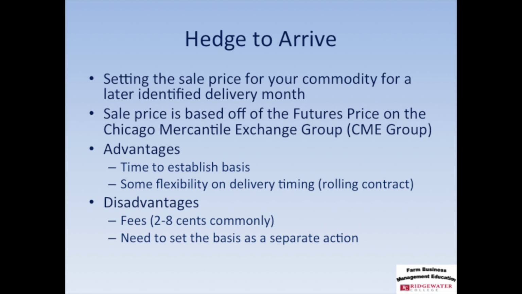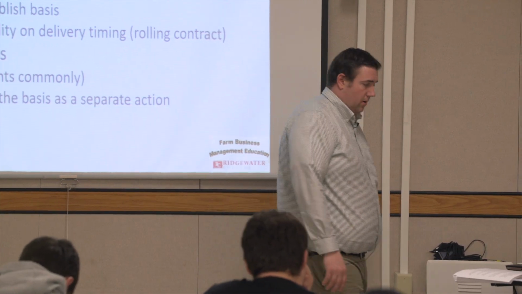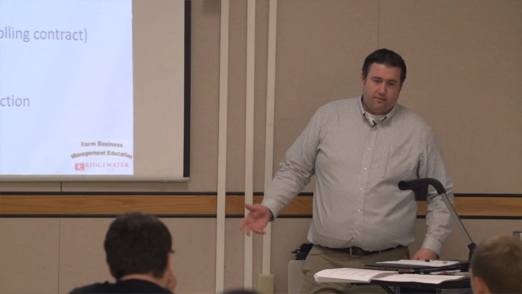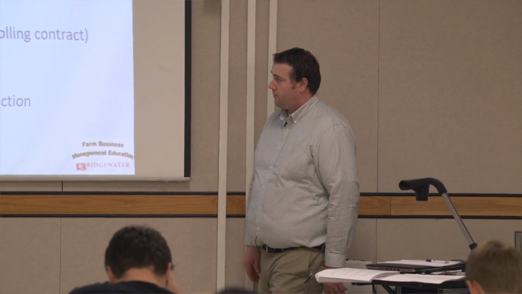The disadvantage of this is that the elevator, the plant, or whoever is carrying a hedge for you is going to charge you something to do it. 2 to 8 cents is a common number. As commodity prices go up, it gets more expensive for the elevators to finance these, and they'll charge you more. Now that our prices are low, 2, 3, 4 cents is a common number on corn, and 5, 6, 7, 8 cents on soybeans, common numbers out there in the marketplace today.